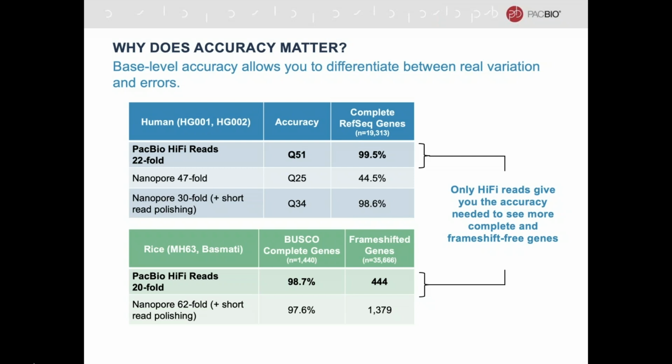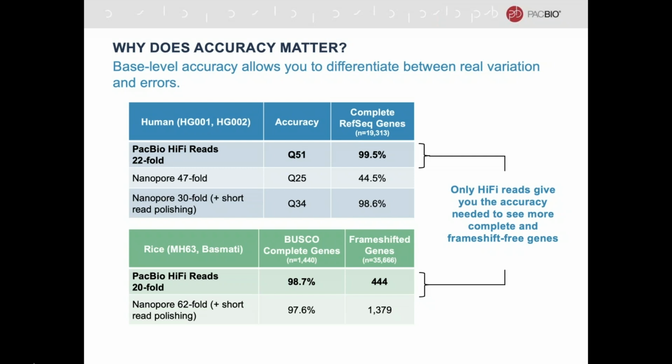So when looking at a human assembly, one thing I like to point out is this: with PacBio HiFi reads, you're able to go in with a much lower coverage than you need with other technologies. So for a human assembly, we only needed 22-fold coverage of this HiFi data to be able to get us a really high accuracy of Q51. And if you compare it to other technologies, either long read or long read plus short read, they're not able to come anywhere close to that accuracy as with PacBio.